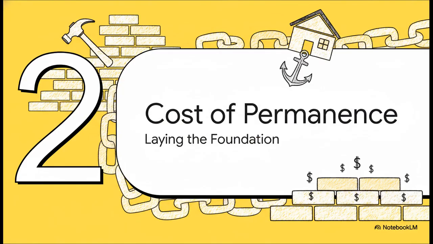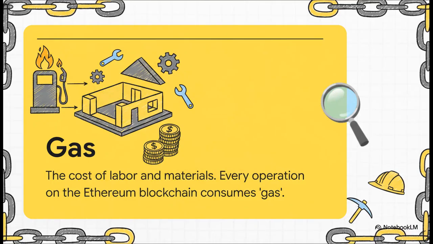All right, now for a really, really important concept. In the real world, building materials obviously cost money. Well, on the blockchain, creating something permanent also has a cost. And when I say permanent, I mean it. Once you build it on the blockchain, it is there for good. That permanence, that immutability, is what creates all the trust. But yeah, it definitely comes at a price. And that price is called gas.